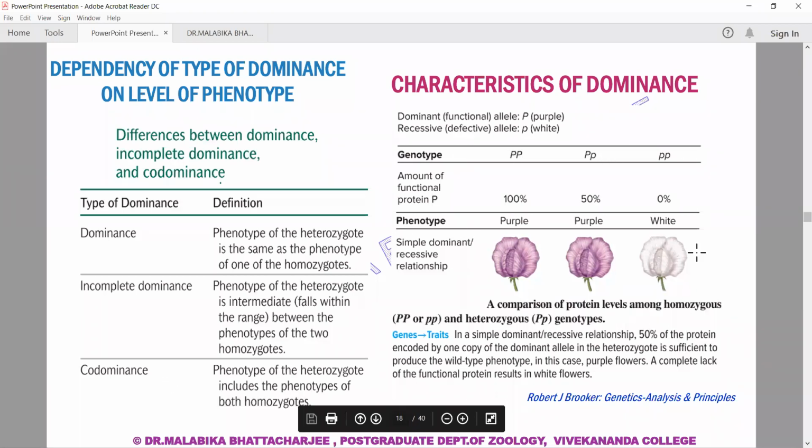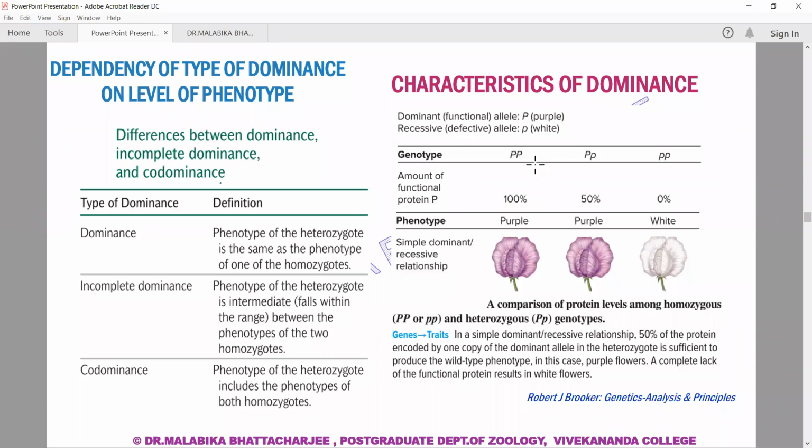Now let us look into this picture. This is a picture where the allele is showing complete dominance, because the color of the heterozygote flower is similar to the color of the homozygote flower. So from this particular experiment, it is evident that capital P is dominant to small p. That is evident. Now let us look into the functional aspect.